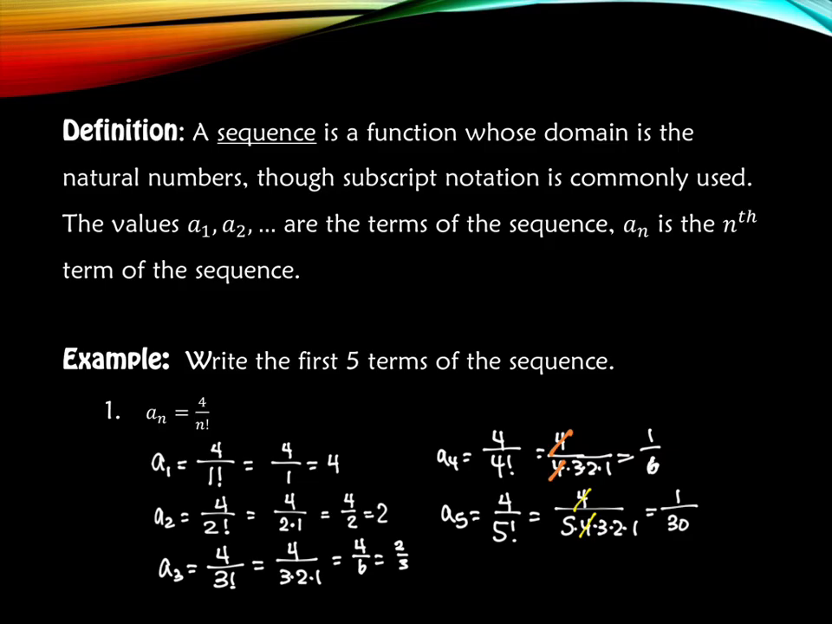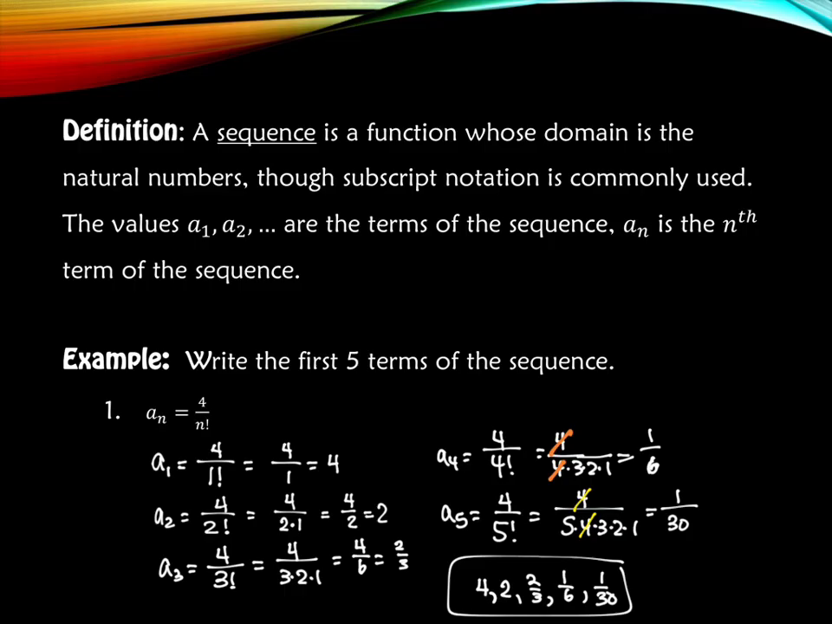And if we were listing this as a sequence, we would just write them in order side by side. So we would have, I don't want to do parentheses, I've got 4, 2, 2/3, 1/6, 1/30. And these are the first 5 terms of the sequence. Okay, so far so good?